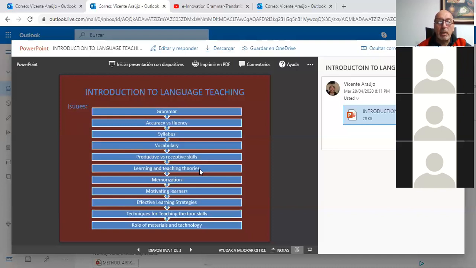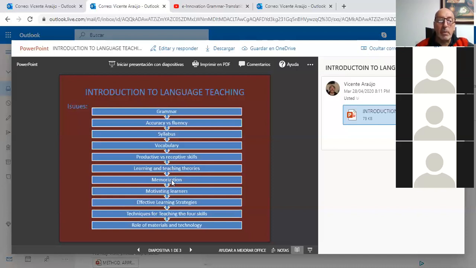Okay. More issues, learning and teaching theories. There has been a lot of discussion about this. What are the best learning theories? What are the best teaching theories? How does the learner learn better? How can a teacher teach better?